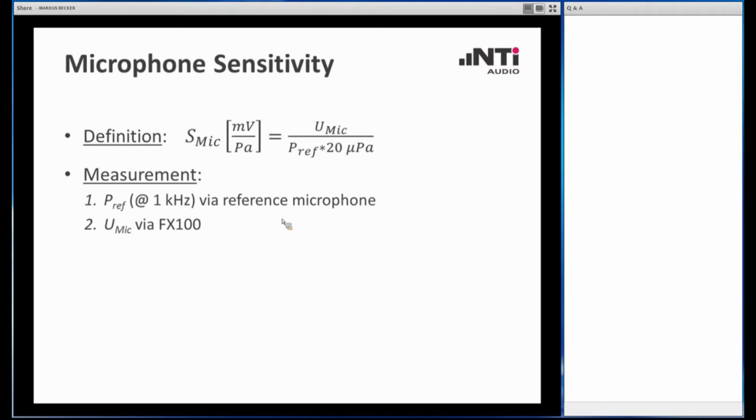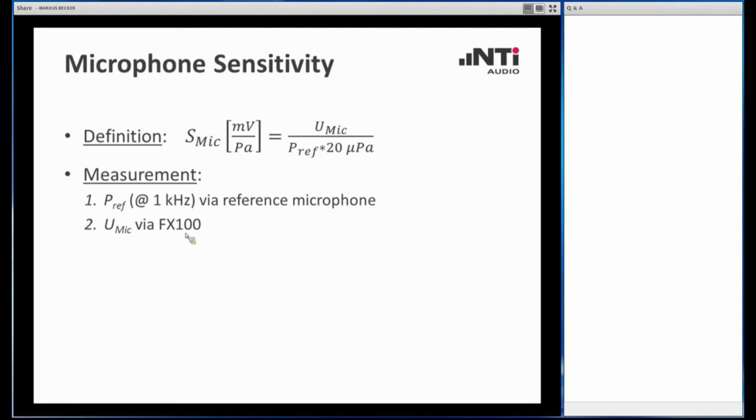Some words about microphone sensitivity. Up on top here you see the definition formula for the sensitivity, expressed in millivolt per Pascal. We have to measure the voltage that comes out of our device under test and divide it by a reference sound pressure level multiplied by 20 micropascal. This is the definition for microphone sensitivity. So if we want to evaluate this value, we need the voltage and the sound pressure level. The sound pressure level, for instance, at 1 kilohertz, is actually acquired with the reference microphone, because here we know the sensitivity, and by measuring the voltage from the reference microphone, we can calculate the corresponding sound pressure level exactly. And the voltage from the device under test is directly measured by the FX100.